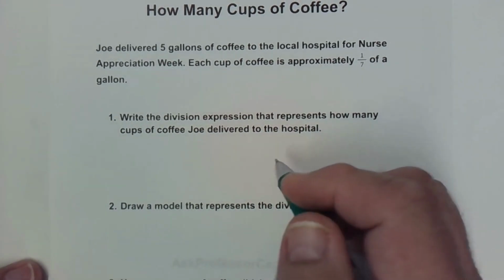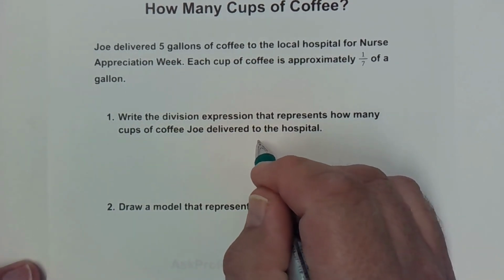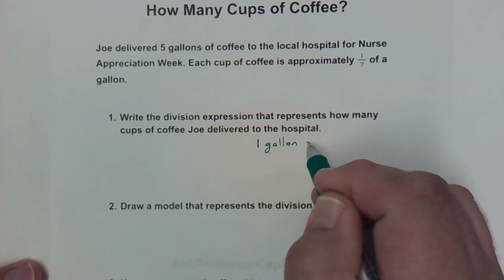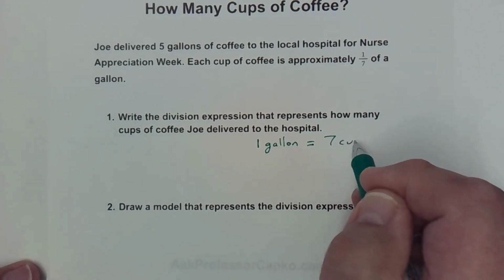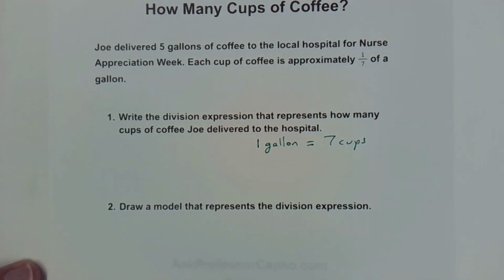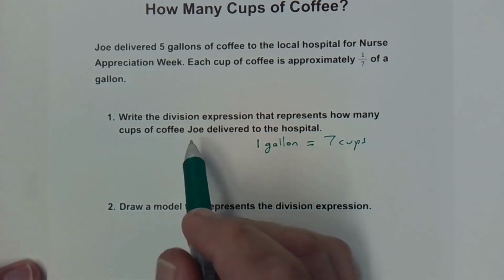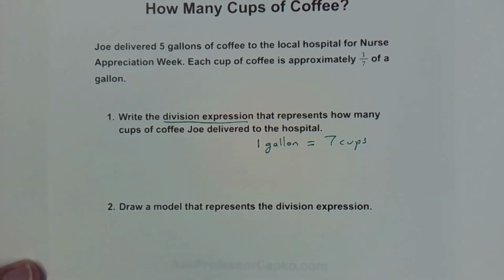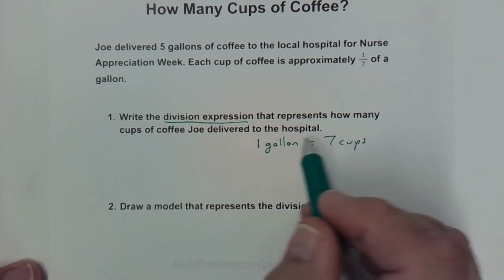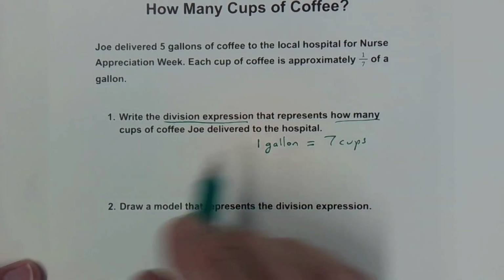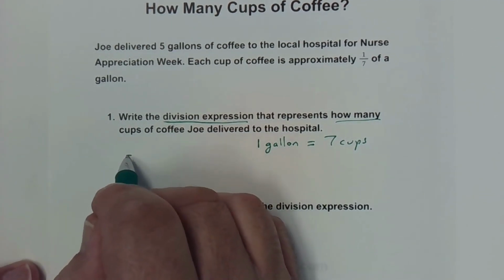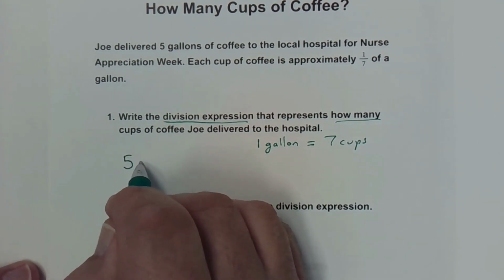So my mind would immediately first say that 1 gallon is equal to 7 cups of coffee. That's kind of our arrangement here. 1 gallon is equal to 7 cups, but this is asking specifically for a division expression, and they want the division expression to show the total amount of cups. So the way that we're going to write that is we're going to start out with our 5 gallons because that's how much we have overall.